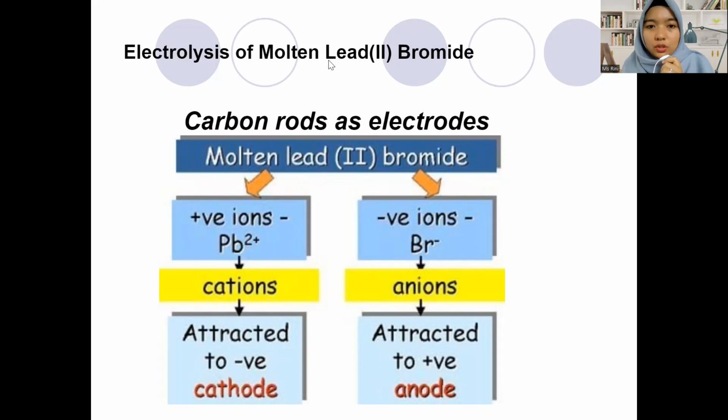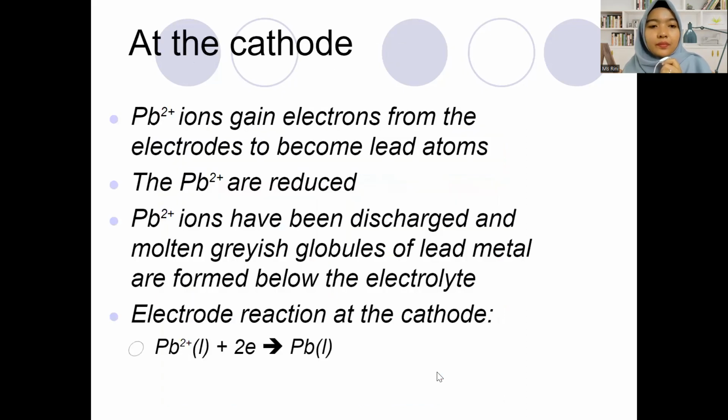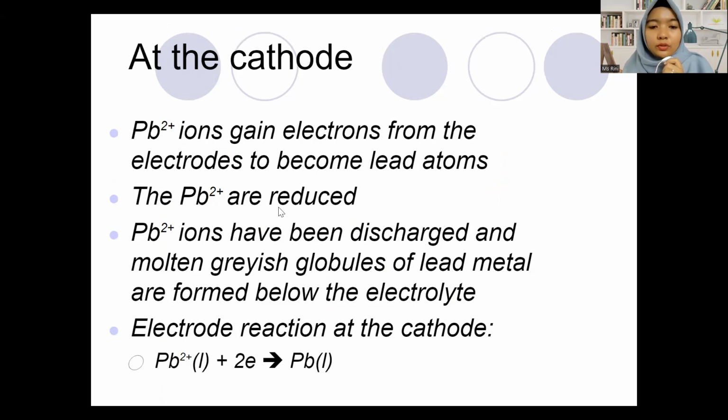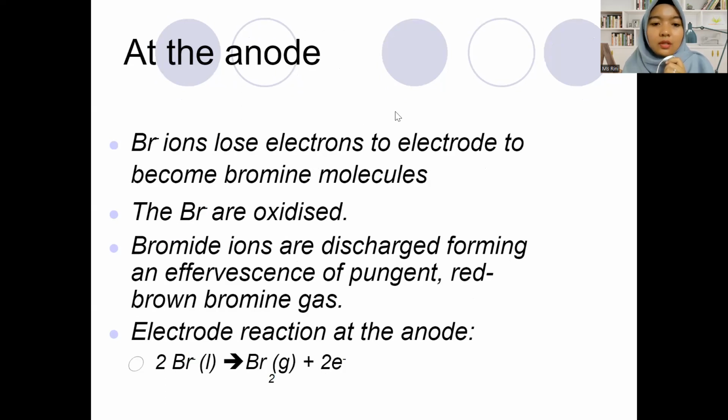Here, when molten, it will convert into lead ions and bromide ions. Lead is Pb2+ and bromide is Br-. Pb2+ is the cation and will go to the cathode, and Br- is the anion and will go to the anode. The process happening at the cathode is reduction, so Pb2+ will undergo reduction, and at the anode, Br- will undergo oxidation.